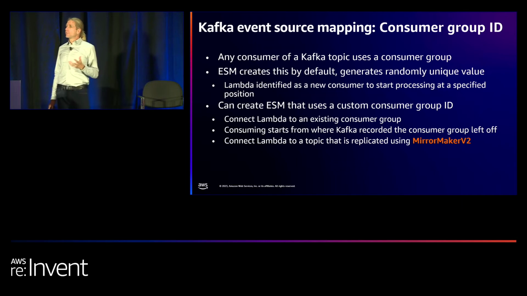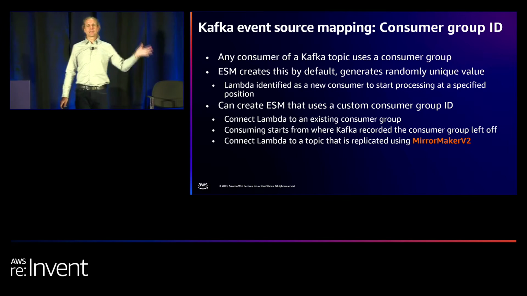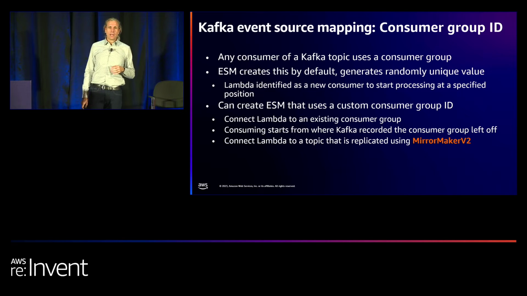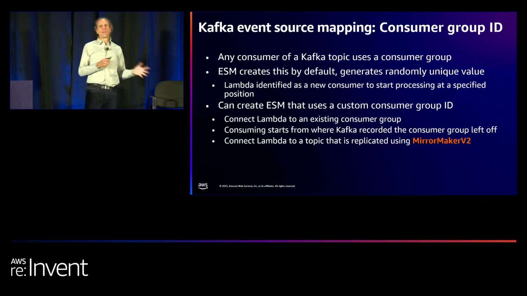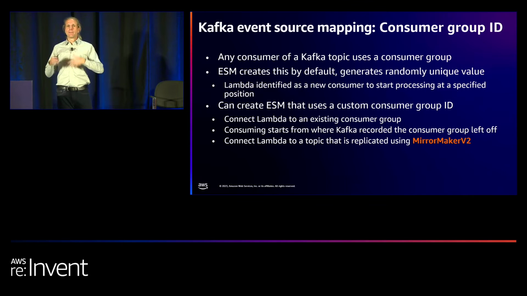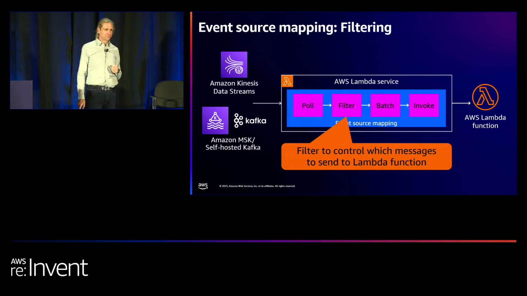This can be really useful in disaster recovery scenarios. If you're using something like Apache MirrorMaker 2 with Lambda, this is going to make a duplicate copy of your stream. You can then use Lambda with that custom consumer group ID to resume processing from that mirrored Kafka cluster and continue processing where you left off in your disaster recovery scenario.